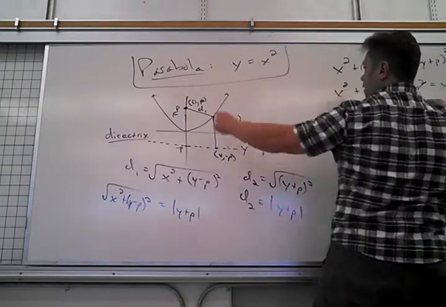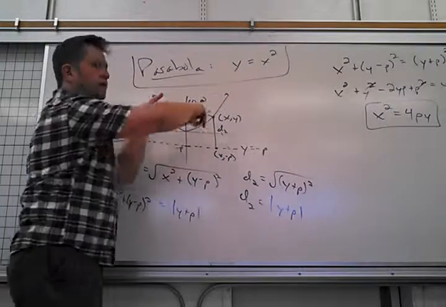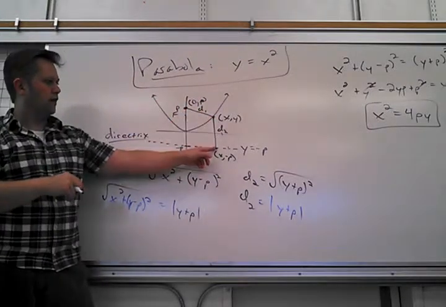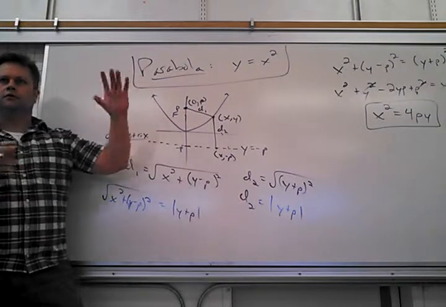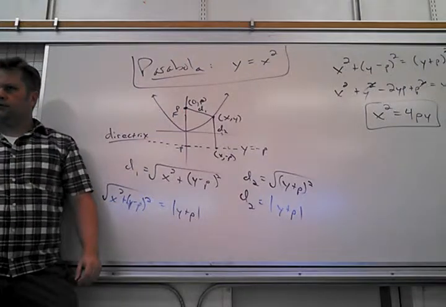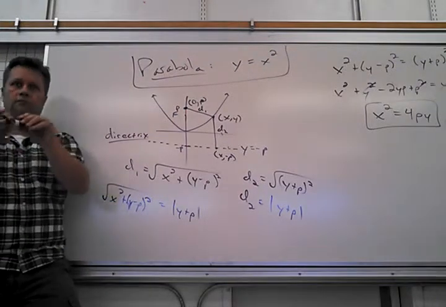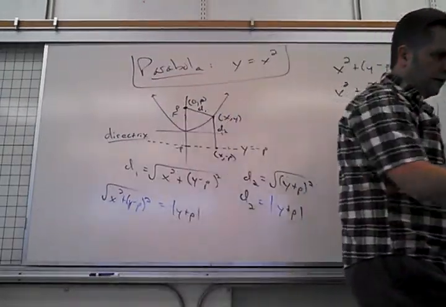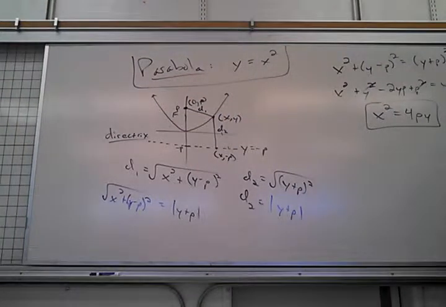Because it came from the definition of what we want this to mean. We want it to be the collection of all points that are the same distance away from that line and that point. So, a concrete example, and I gave you one on the handout actually.